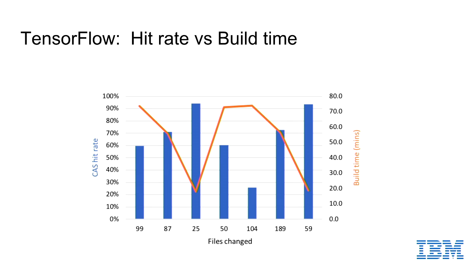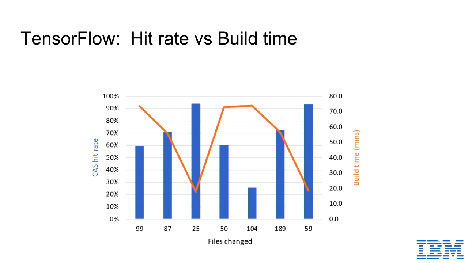And we collect the log output from the server, and we also look at the content of the cache itself to see what's going on. So on this chart here, we overlay two charts. The blue bar is the hit rate on the action cache, and the orange line is the build time for the TensorFlow build. So we see here we have an inverse relationship between the two.